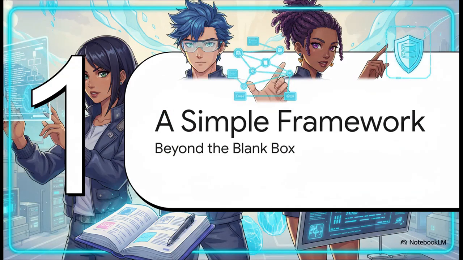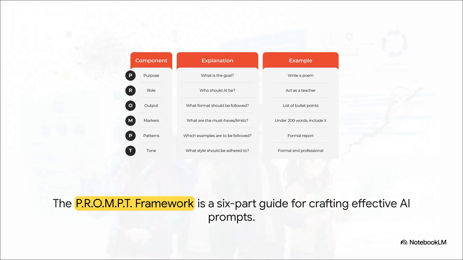All right, so how do we get past that intimidating, blinking cursor in a blank box and start writing prompts that actually get results? Well, we're going to unpack a super simple but really powerful framework that'll give your prompts the structure they need. And here it is. It's called the prompt framework. Now, think of it like a checklist to make sure you've covered all your bases before you even hit enter. It breaks a great prompt down into 6 parts: purpose, role, output, markers, patterns, and tone. It forces you to be deliberate.